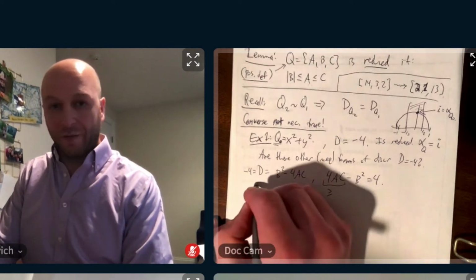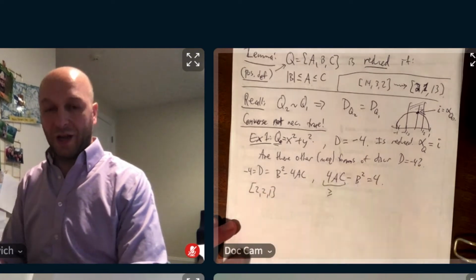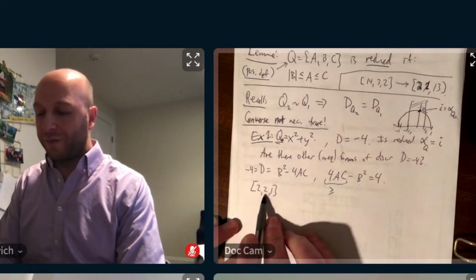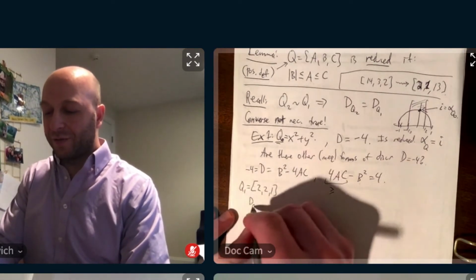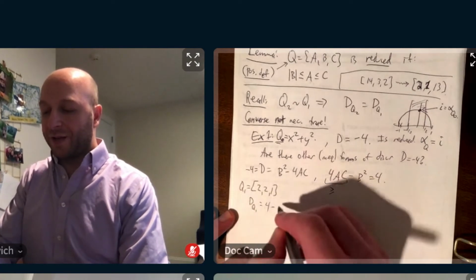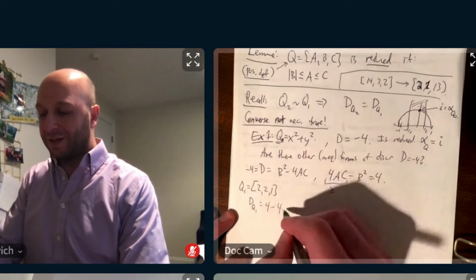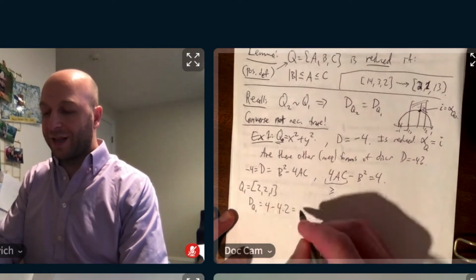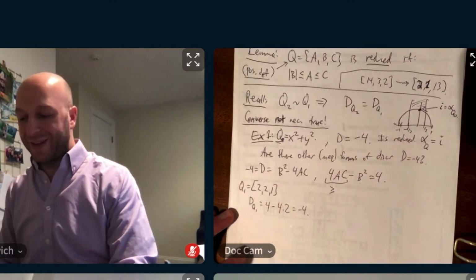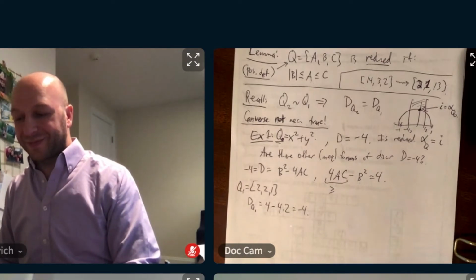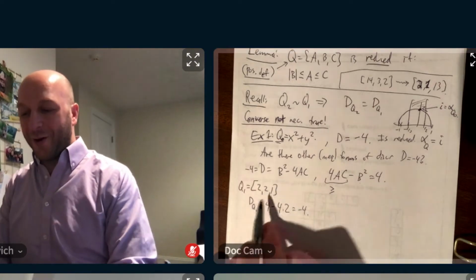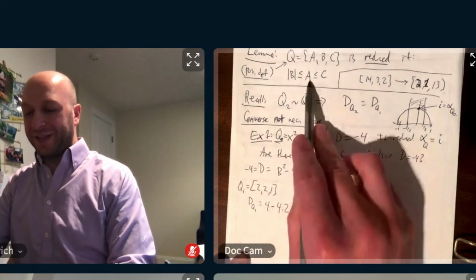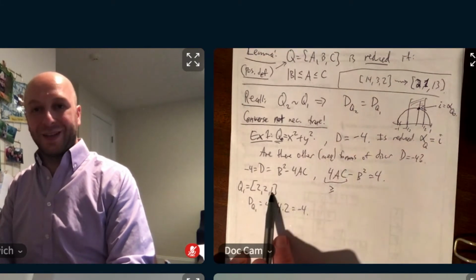So you're saying the form 2, 2, 1 is also a form with discriminant negative 4? Let's call this Q1. What's the discriminant of Q1? It's b squared minus 4 times ac. So this is 4 minus 8, which is negative 4. Yep, I agree. Is this reduced? No, because as you can see here, C needs to be the largest, and C is not the largest.